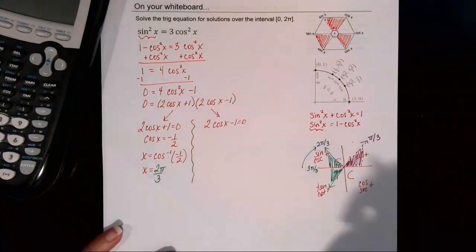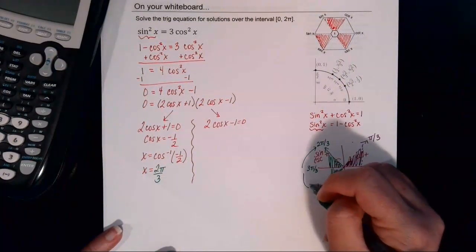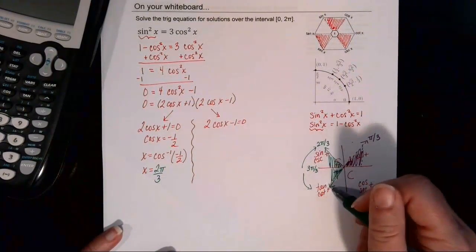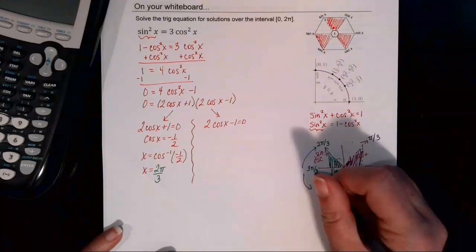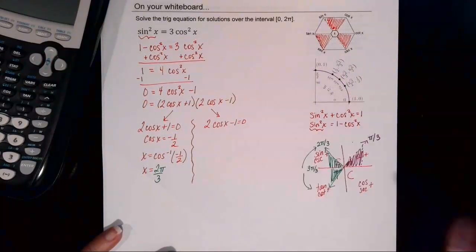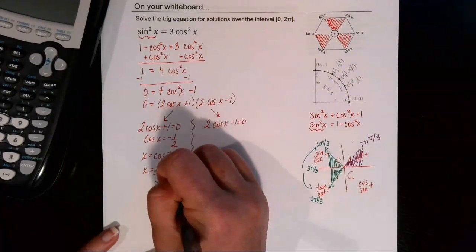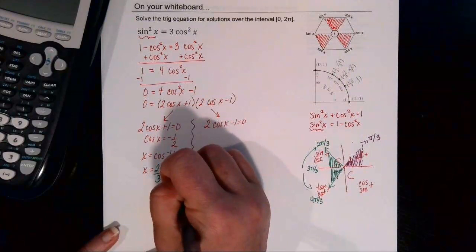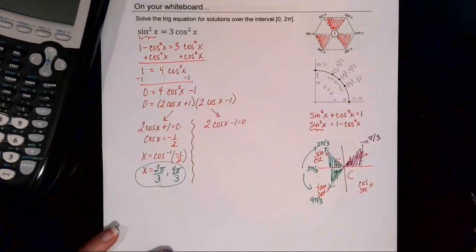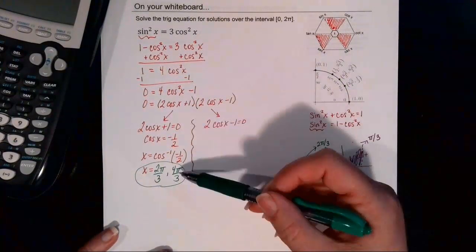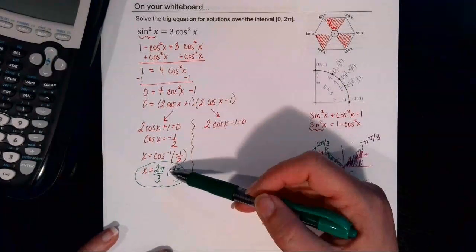as our first answer. And then going forward in the counterclockwise direction means I need to add. So I would start at 3 pi over 3 and add pi over 3 to get a 4 pi over 3 answer from quadrant 3. So my two solutions for this first factor set equal to 0 are 2 pi over 3 and 4 pi over 3.